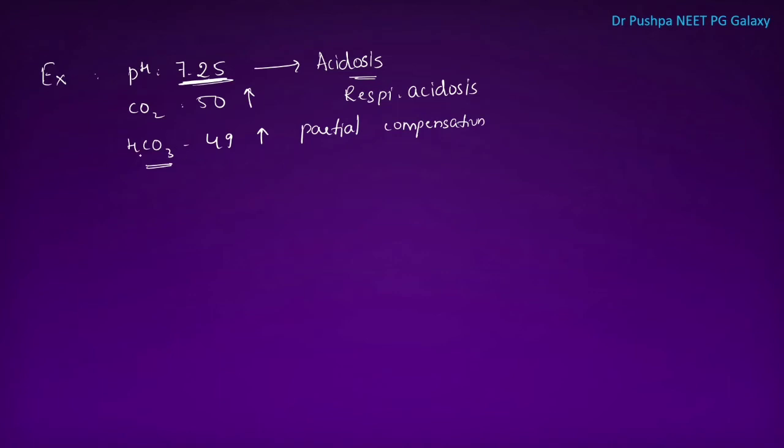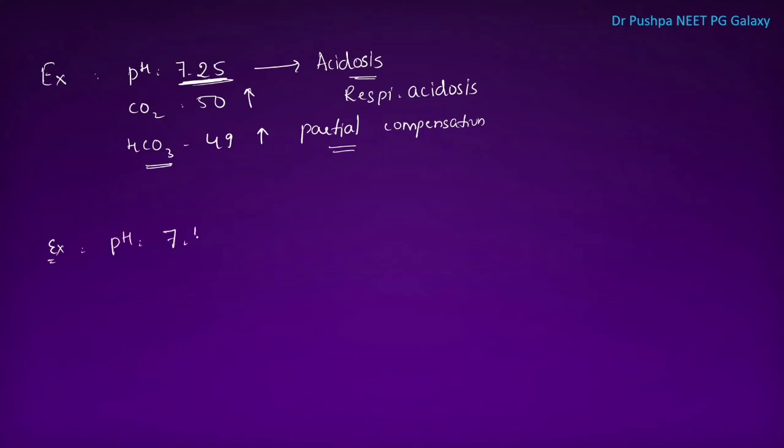Even though the body is trying to compensate by increasing the production of bicarbonate to compensate the acidic level, the pH is still acidic. It has not come to normal level. That's why it is partial compensation.